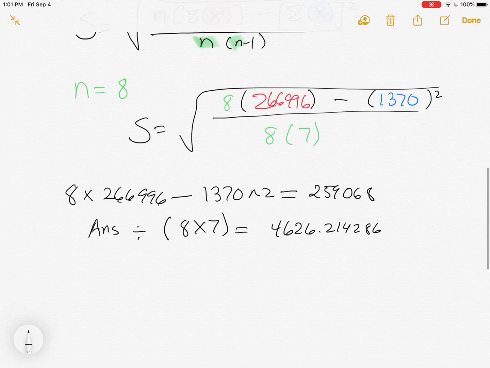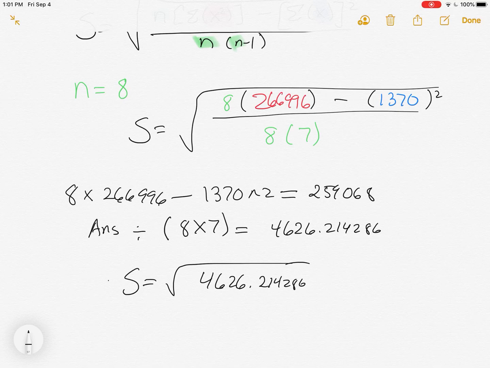4626.214286. And there's a reason why I'm writing that number down. So remember, what we have now is this number. Well, where is that? We just figured out this, 4626.21428. Now you don't have to write it down to just retype it. At this point, remember, this is what's sitting in my calculator.